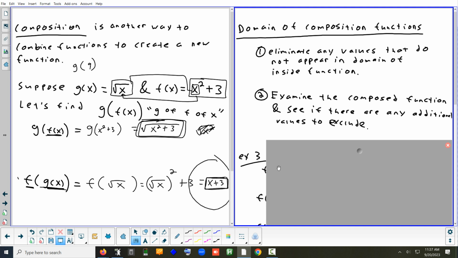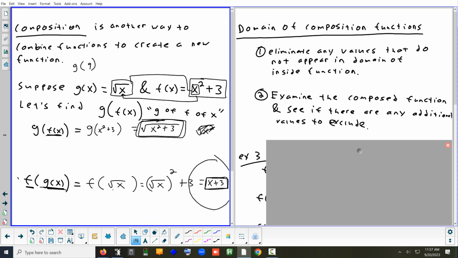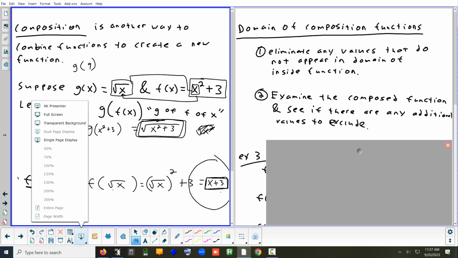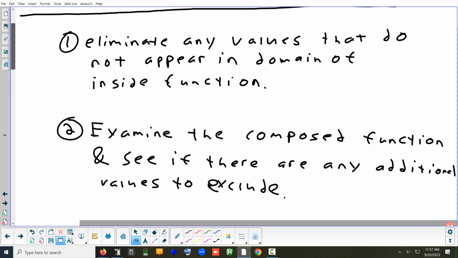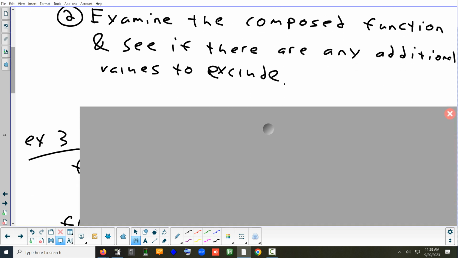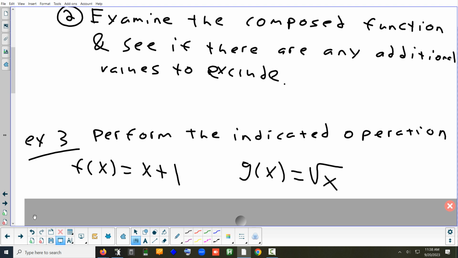Okay, so we start by eliminating any values that don't work in the inside function, and then eliminate any values that wouldn't work in the final answer. And what you're left with is the domain. We'll try a few examples of that. Range isn't really going to be that hard because for range, we're just going to graph it on the calculator, and I can show you how to use the calculator to help you.